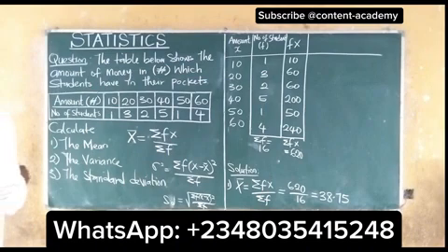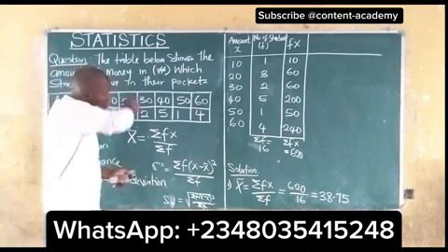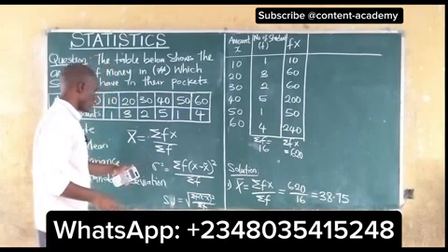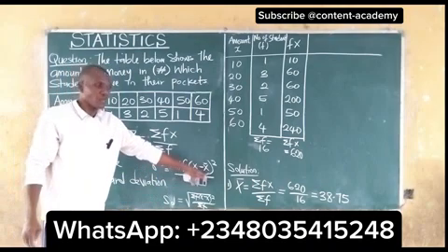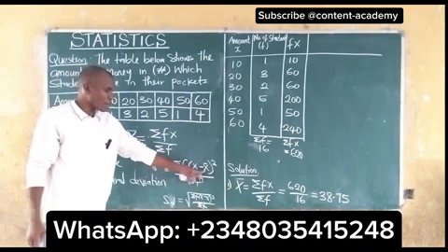The next thing for us to do is to now calculate how we can get the variance. So we'll solve for x minus mean, the values for x minus mean.